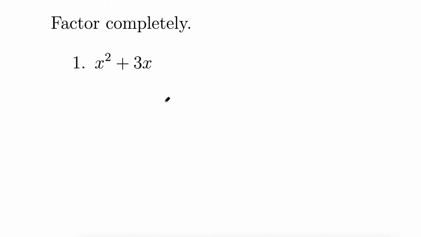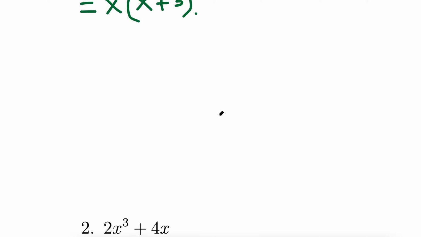Factor completely. In number 1, we got x squared plus 3x. As you can see, x squared means x times x. So 1x and 1x, that factors out. That leaves 1x plus 3. And x plus 3 does not factor further.